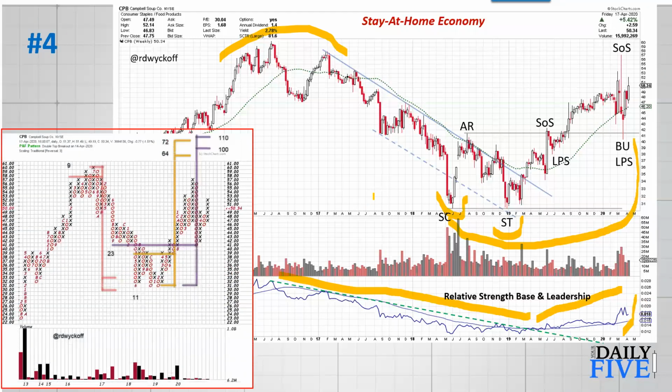Well, chart number 4. Interesting. Here's the distribution. Look at how well the distribution count went right to the lows where accumulation formed for Campbell Soup. There's a small swing trading count that goes 64.72, and then a larger campaign trading count that goes 100, 110. So one thing at a time. But these point figure counts are very constructive and compelling. So there is chart number 4.